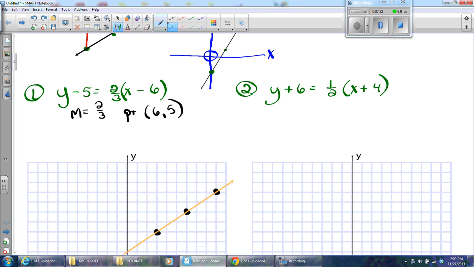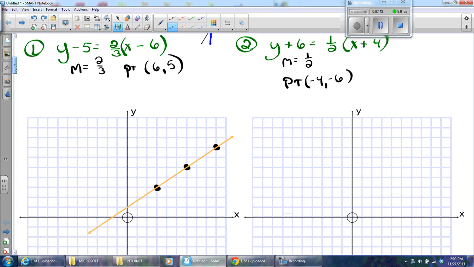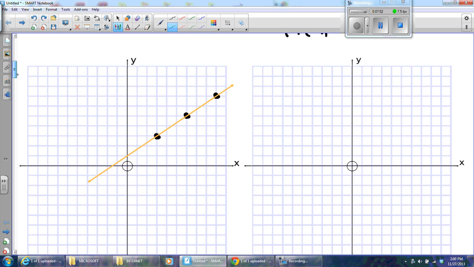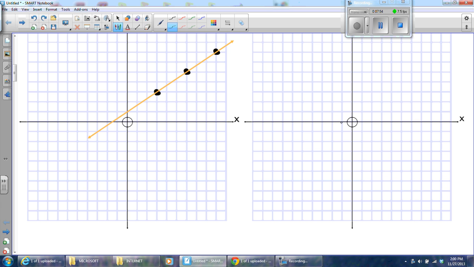I'm in point slope form. My slope is 1/2. The point will be (-4, -6). The signs change because in the formula I'm subtracting x and y. So minus a -4 is +4, isn't it? So I'm going to go to (-4, -6). 1, 2, 3, 4. 1, 2, 3, 4, 6. There we go. And let me clone him.